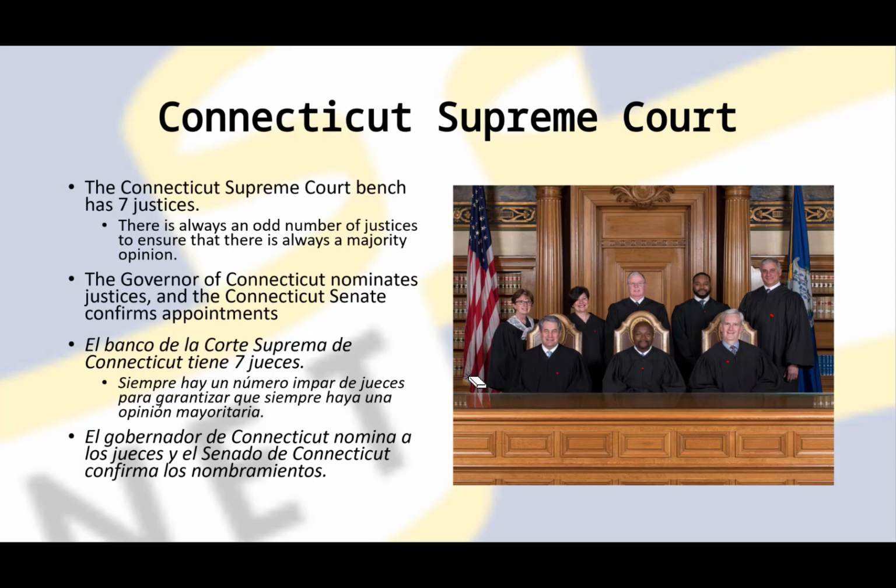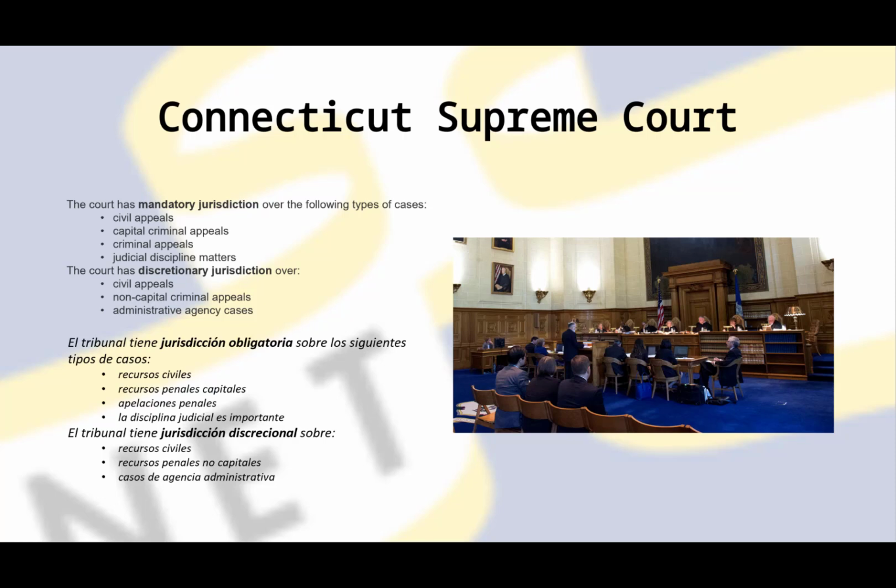How do you get onto the Supreme Court? Well, the governor, just like the president, nominates a justice, and then the Senate, not the Supreme, but the Senate, confirms appointments. So, we have 2 things here. We have mandatory jurisdiction and discretionary jurisdiction. Mandatory means must take case, whereas discretionary means may take case.